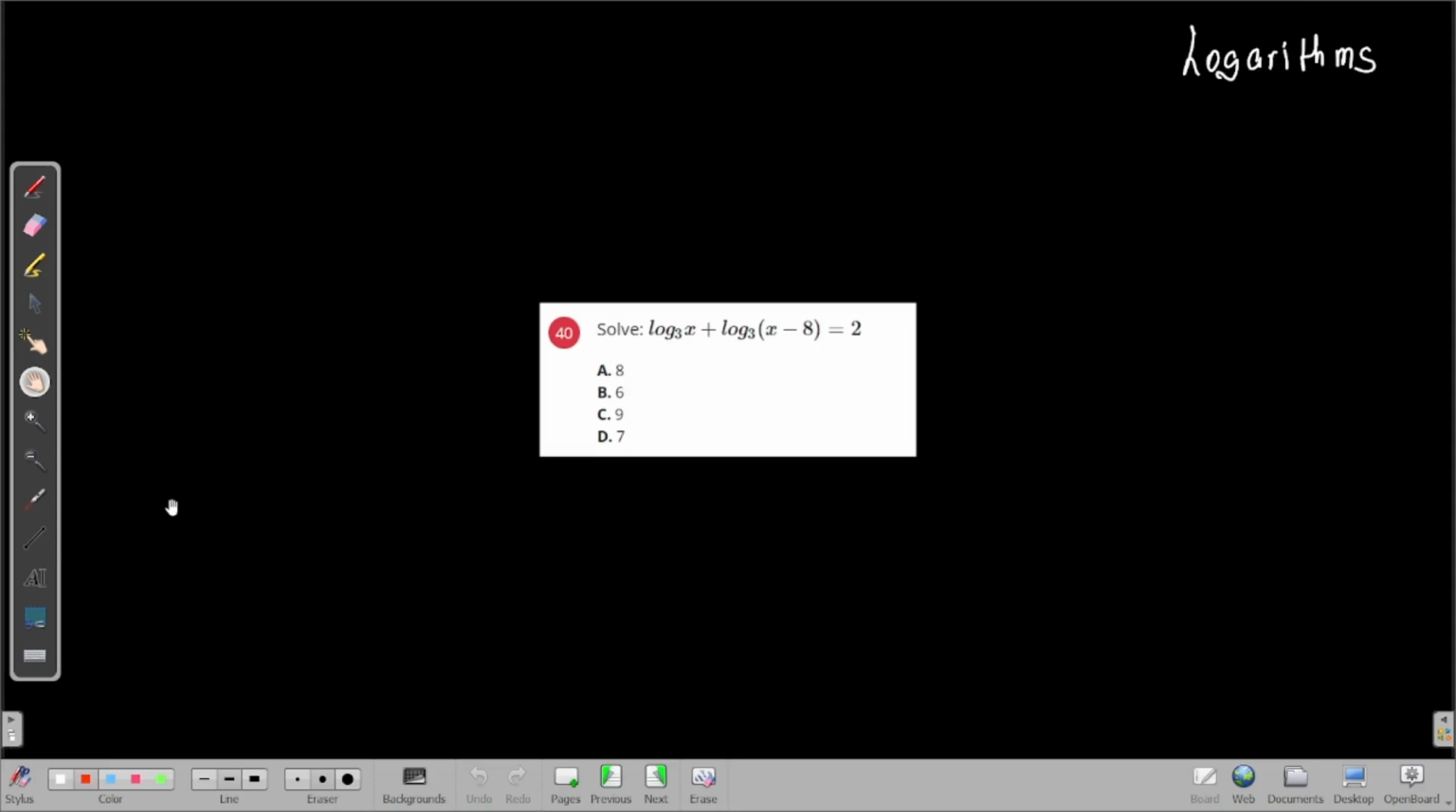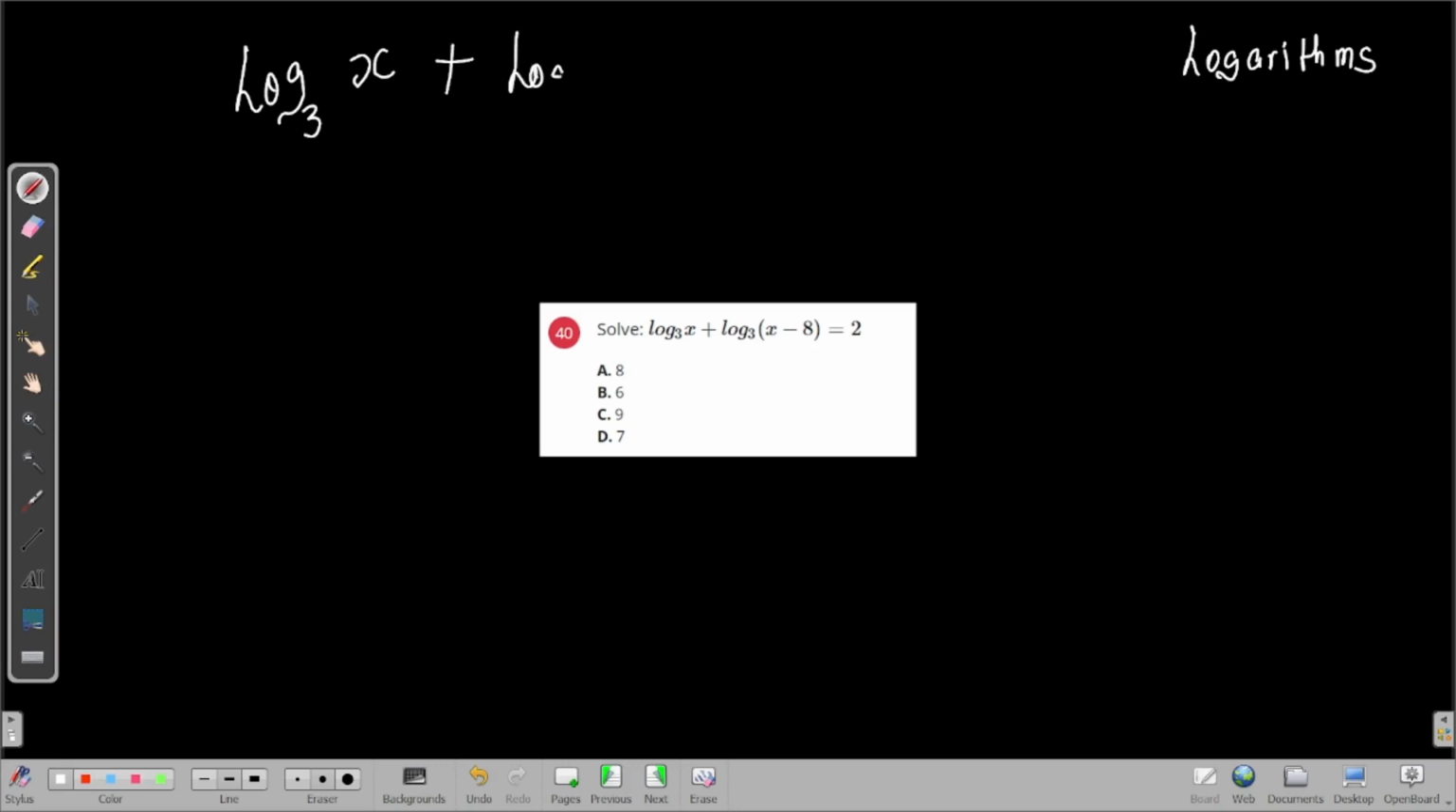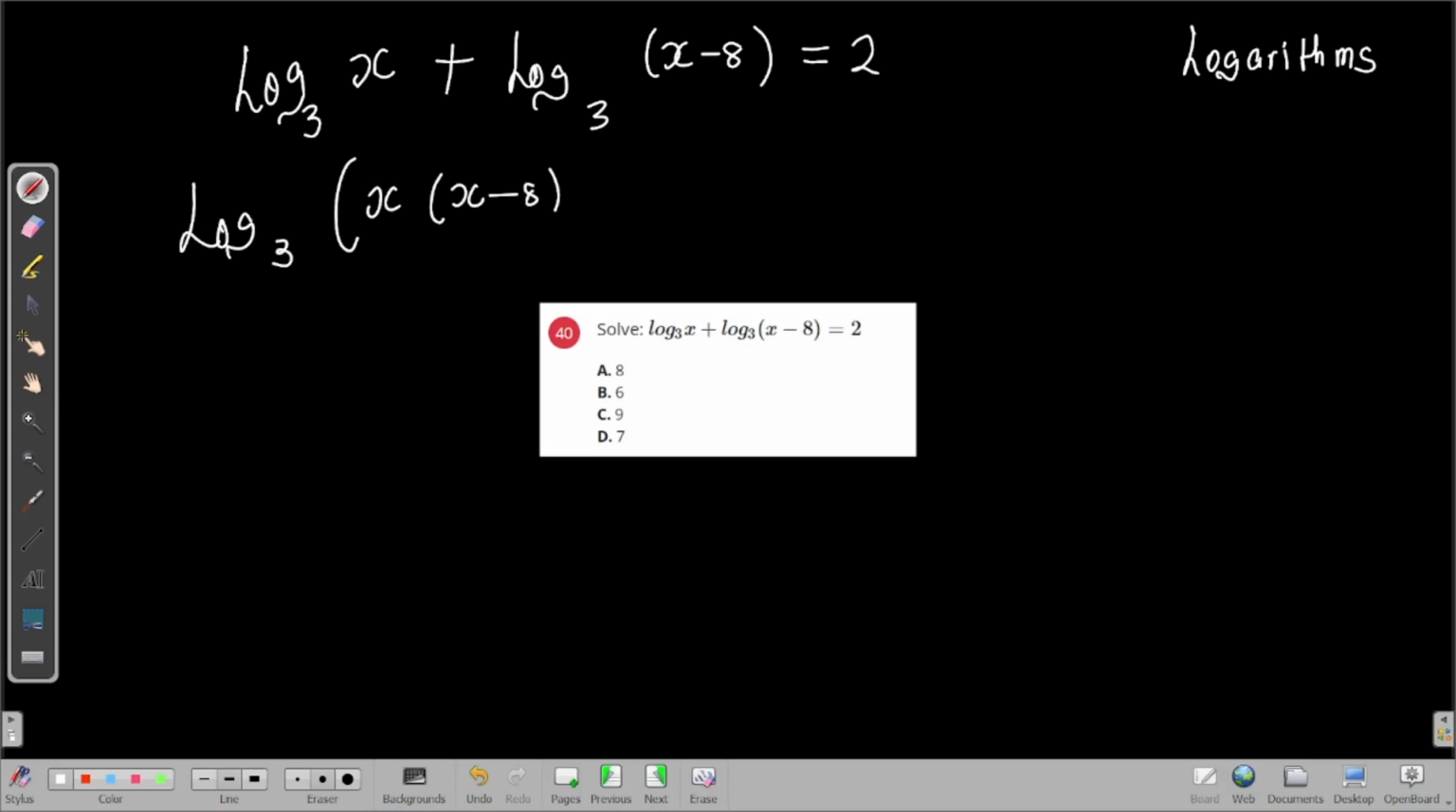Question 40, logarithms. Oof. Log x in base 3 plus log x minus 8 in base 3 is equal to 2. Okay, so something you can do, you can combine these two logarithms. Log 3, that will be x times x minus 8. And we use another bracket.